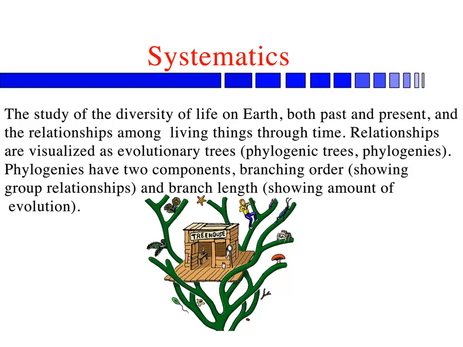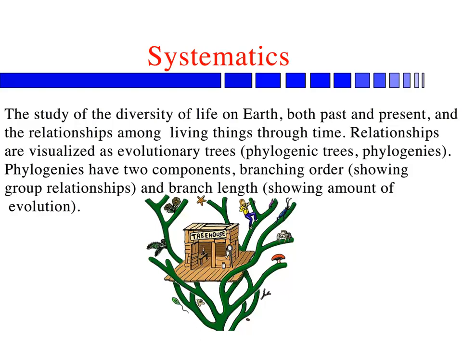So today we're focusing on systematics. There is an entire field of science devoted to this, okay? And basically what this is, it focuses on the diversity of life, past and present, and then the relationships among the living things through time. Okay, so you tend to visualize these on a tree. They call them an evolutionary tree or phylogenetic tree, or any number of those.